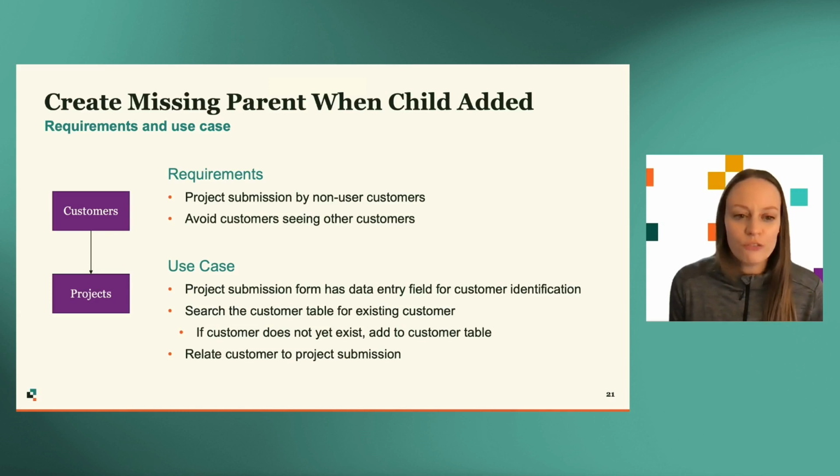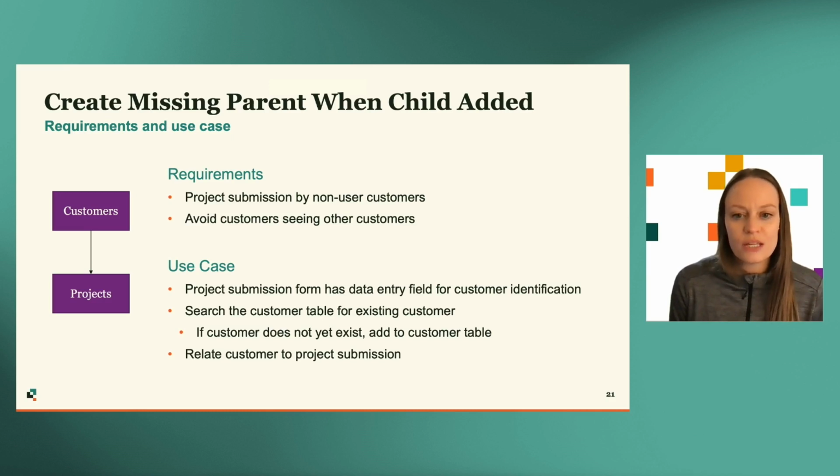So we want to avoid giving them the typical drop-down menu that comes with a related table. So how can we accomplish this? We're going to look at, again, the automations version and the pipelines, but the key use case here is that we're going to have a project submission form that has data entry fields for customer identification. And today we're going to use a customer ID number that has already been provided to our customers.